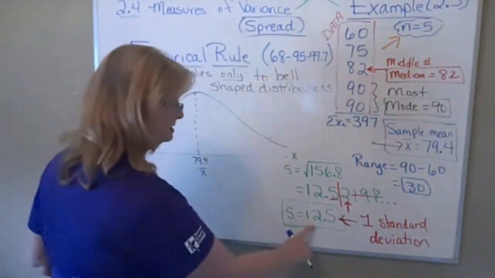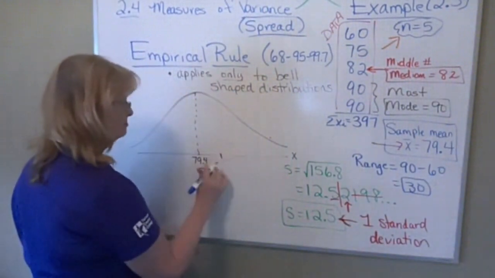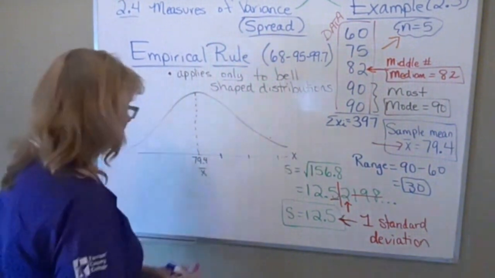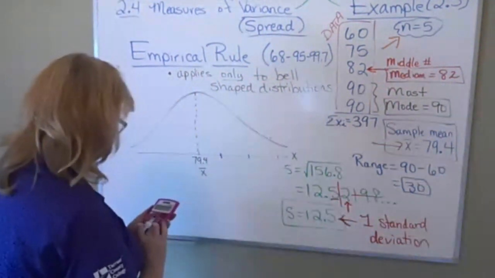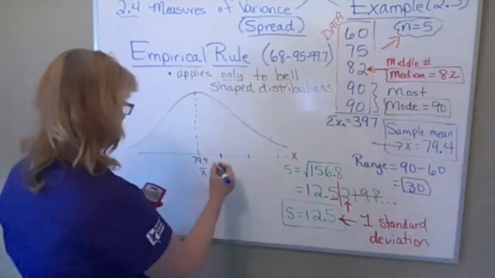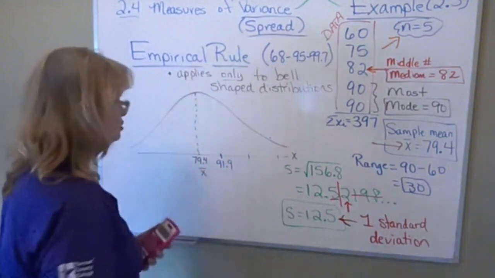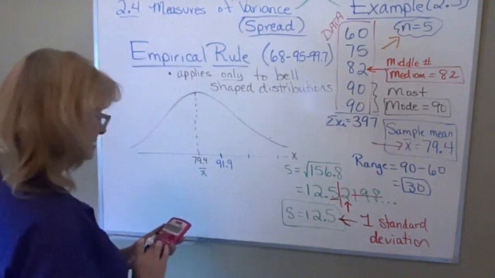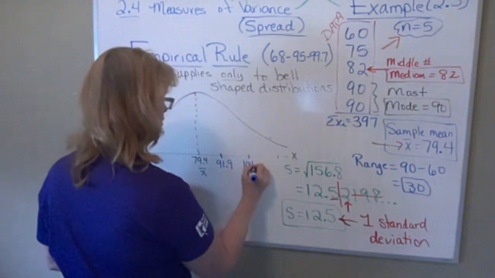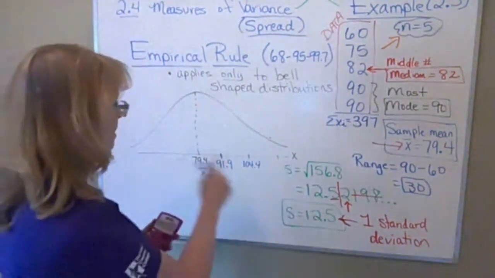And then I'm going to take this standard deviation of 12.5 and add it to the mean 3 times to get the number that's 1 standard deviation to the right. So I'm going to do 79.4 plus 12.5. So that would be 91.9. That would be 1 standard deviation to the right. Then if I add another 12.5, that gives me 104.4. That number is 2 standard deviations above the mean.